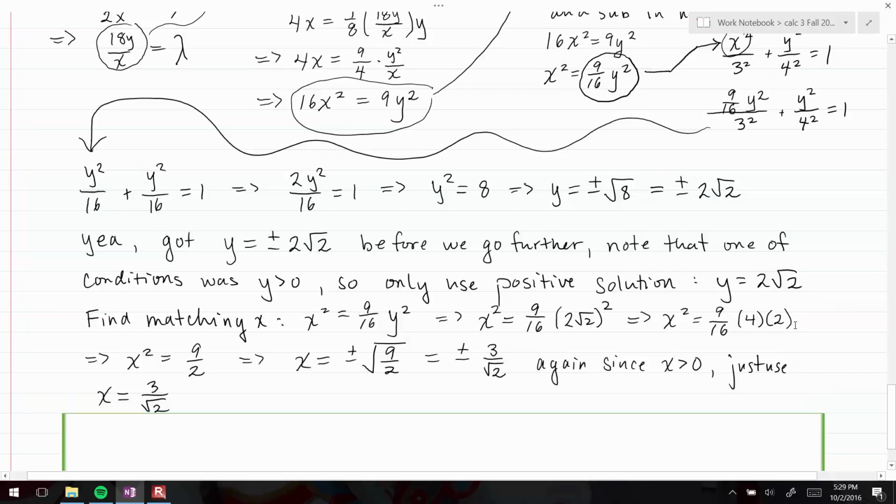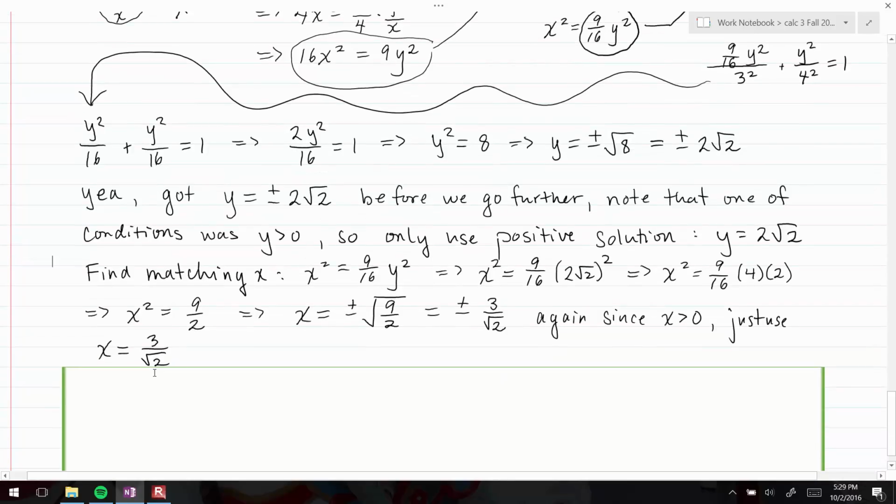Now we can plug in to one of the equations up above. This one's fine. x squared equals 9 over 16 times y squared to figure out what the corresponding x would be. So we do all that work with our 2 times the square root of 2, and we do get a positive or negative 3 over the square root of 2. And again, because x is just positive, we throw out that negative answer, and so we just have x equals 3 over the square root of 2.